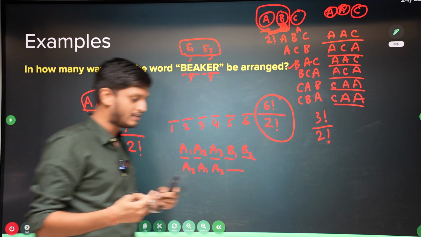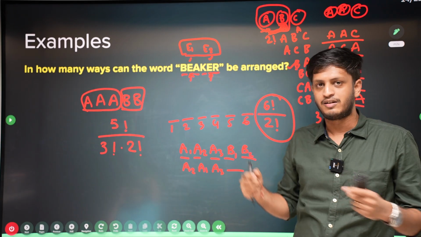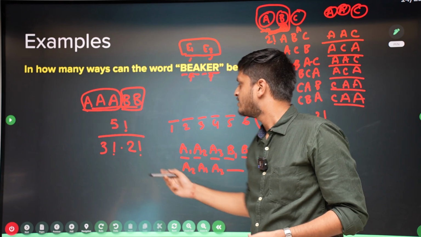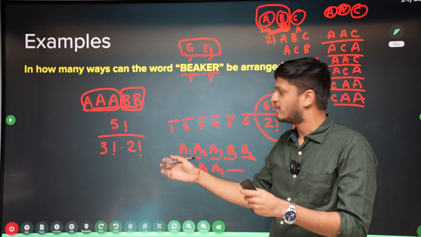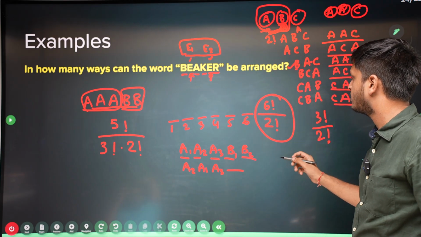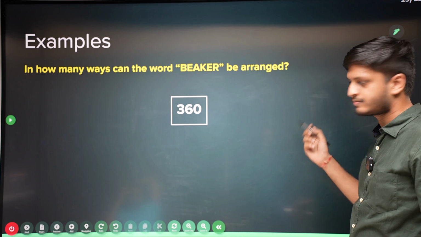This is the overcounting that we encountered and we solved it. So the number of ways in which we can arrange this will become this. So it's very simple, right? Just divide by the number of repetitions of every character. So here the answer will be 6 factorial by 2 factorial, which is 360. Okay?